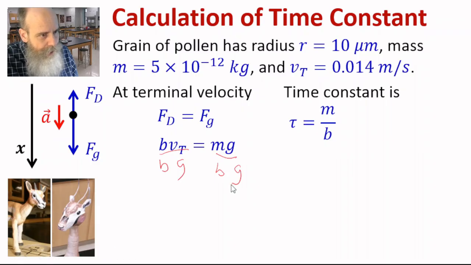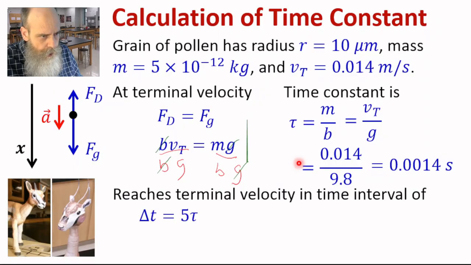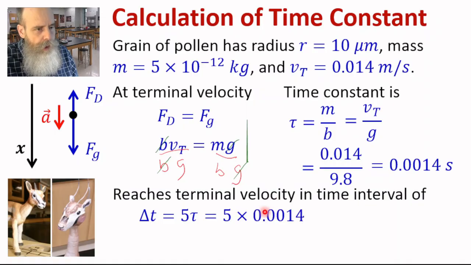And then you're going to see things canceling out. b cancels out here on the left. g cancels out there on the right. And so we get m over b equals Vt over g. And so our tau becomes Vt over g. And let's put in our values. 0.014 over 9.8 equals 0.0014 seconds. The time to reach terminal velocity is about 5 times the time constant. So delta t is 5 times tau, which is 5 times 0.0014, which is 0.0070 seconds.